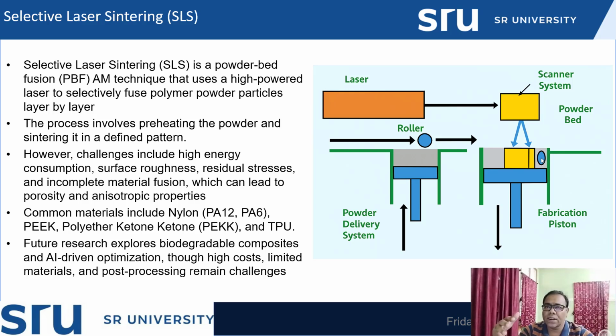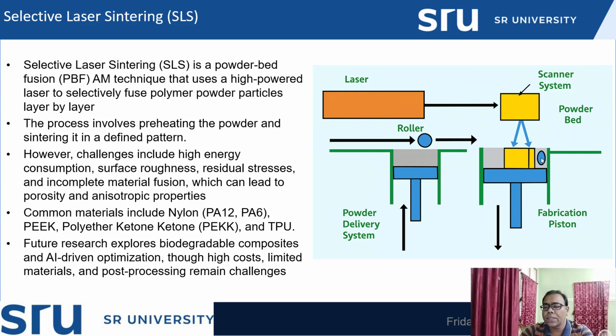So in this SLS process, partial melting of the polymer powder material takes place, and then fusion of the molten material between the adjacent powder particles occurs. From that fusion, and after solidification, they make one layer of the printed material. So in this way the phenomenon takes place.